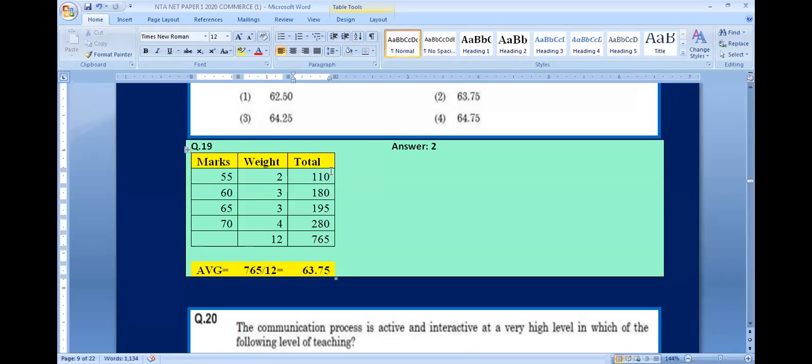Summation of all the 4 weighted scores is 765. The total weight is 12. So 765 by 12 is 63.75.